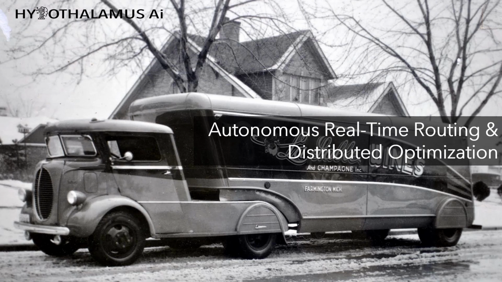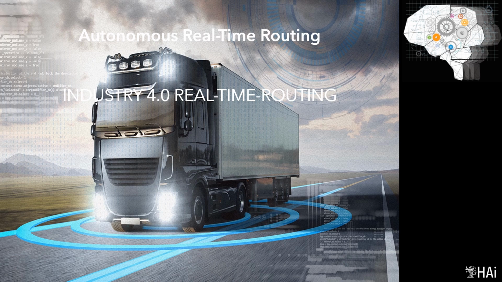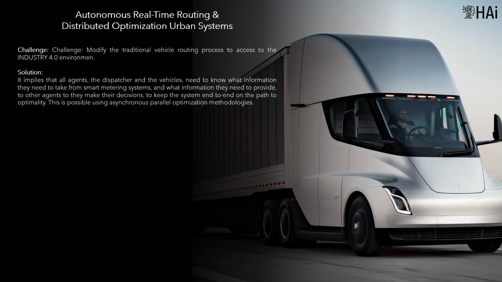Autonomous real-time routing and distributed optimization. Industry 4.0 real-time routing. Challenge: modify the traditional vehicle routing process to access the Industry 4.0 environment. Solution: it implies that all agents, the dispatcher and the vehicles, need to know what information they need to take from smart metering systems, and what information they need to provide to other agents to make their decisions, to keep the system end-to-end on the path to optimality. This is possible using asynchronous parallel optimization methodologies.